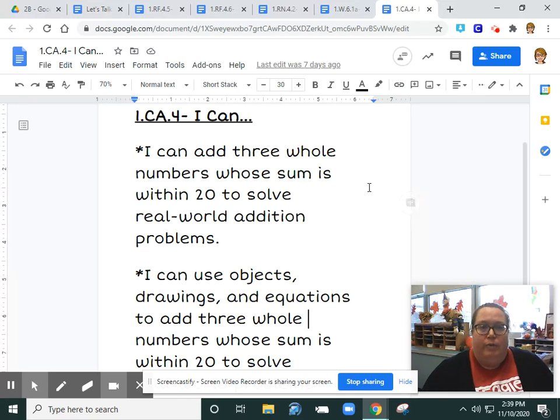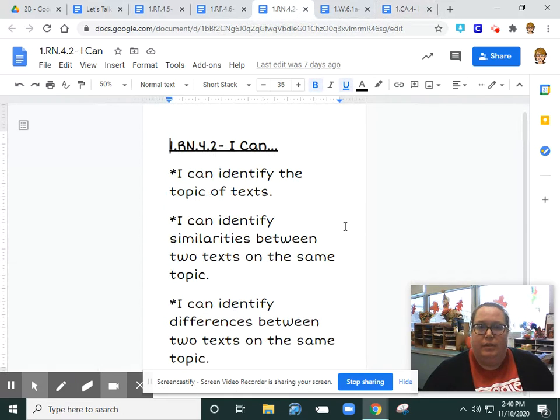Okay, we'll move on. We have several language arts standards for this cycle. Let's see. The one that we're going to do is talking about different texts. It's nonfiction. So it says I can identify the topic of a text, which is telling what the text is about. We talked about main idea earlier in the year. It's very similar to that. Also, I can identify similarities between two texts of the same topic. That's what we're going to do.